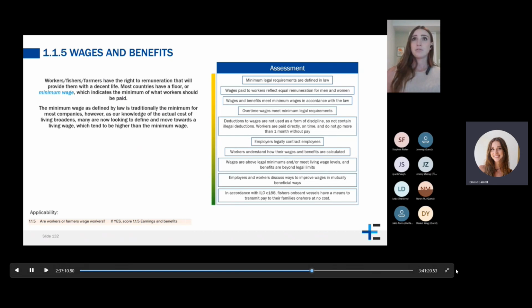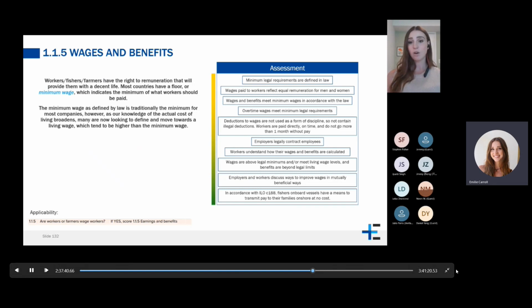So when it comes to minimum wage, first and foremost, outcome-based, looking at whether or not there are minimum legal requirements. So is there a defined minimum wage by law? If not, you're going to be in a higher risk area, because then workers theoretically could be working for nothing if there's no floor. So really looking at those laws, making sure there's equal remuneration for men and women, that wages and benefits are meeting the minimum wages in accordance with law. And then, of course, that overtime wages are meeting minimum legal requirements.